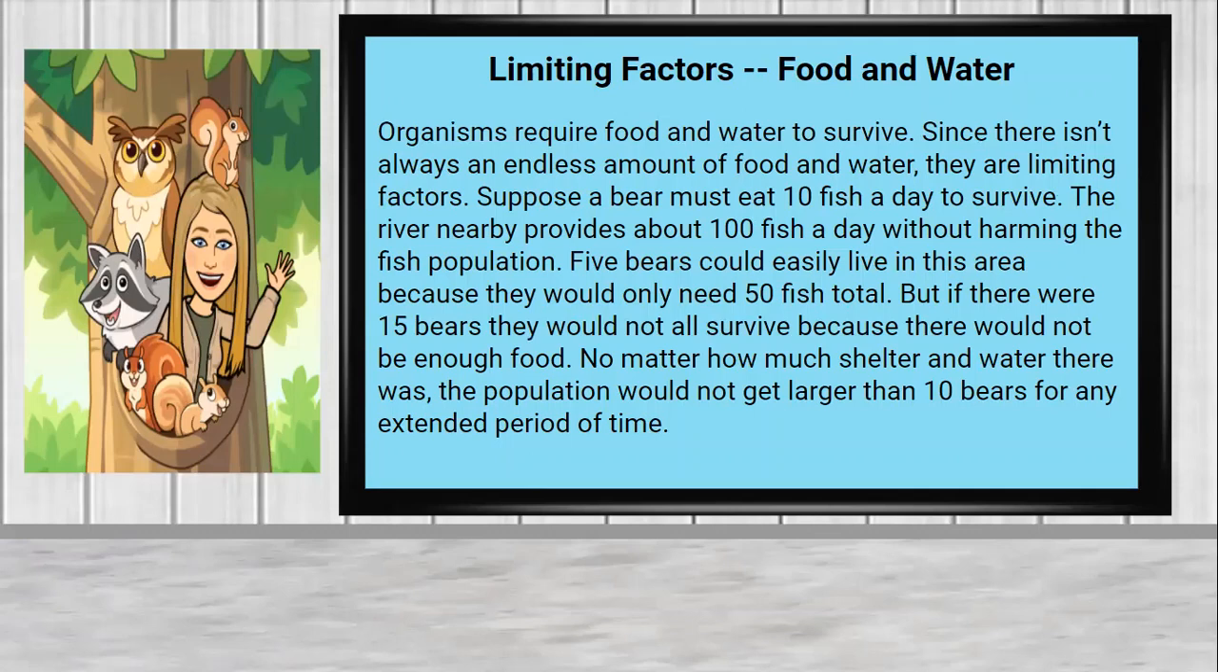Suppose a bear must eat 10 fish a day to survive. The river nearby provides about 100 fish a day without harming the fish population. 5 bears could easily live in this area because they would only need 50 fish total. But if there were 15 bears, they would not all survive because there would not be enough food. No matter how much shelter and water there was, the population would not get larger than 10 bears for an extended period of time.